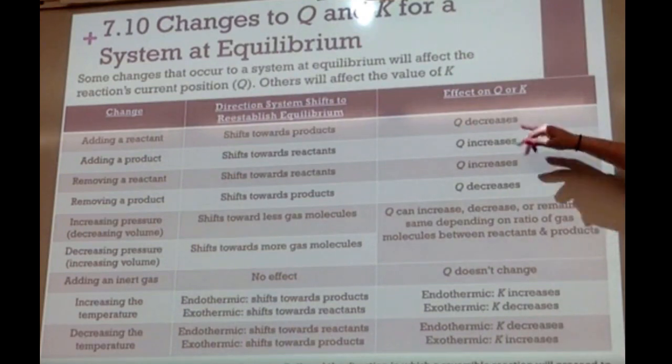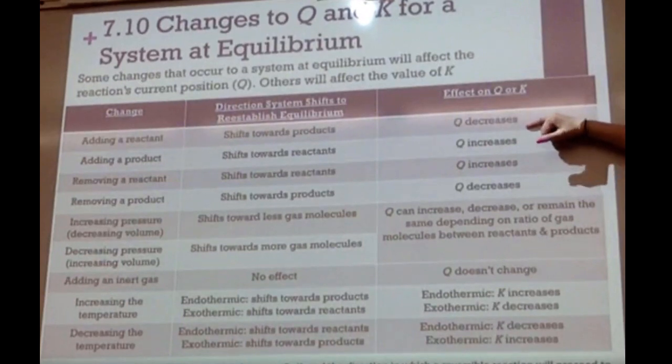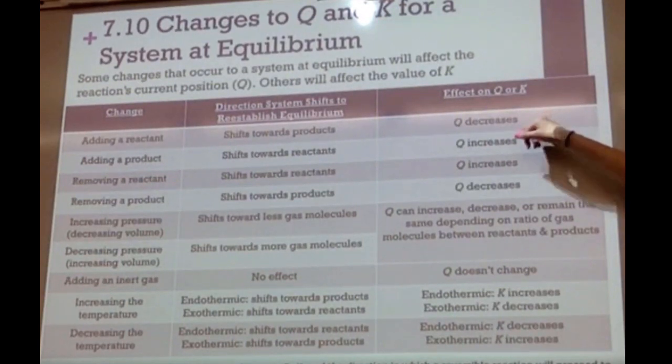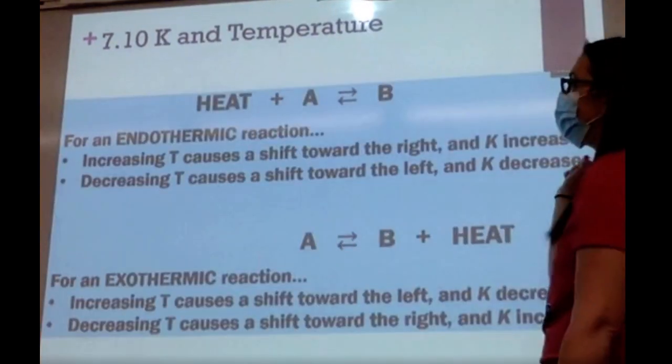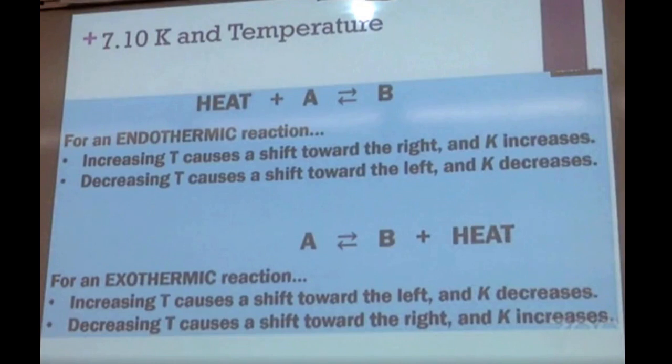Well, when we add a reactant, we're adding into the denominator of Q, which is making Q smaller. So Q is smaller than K. The reaction needs to shift toward the products to increase Q to equal K. So then again, temperature does not affect Q. Temperature affects K. Here's how K and temperature are related. It depends on if the reaction is exothermic or endothermic.